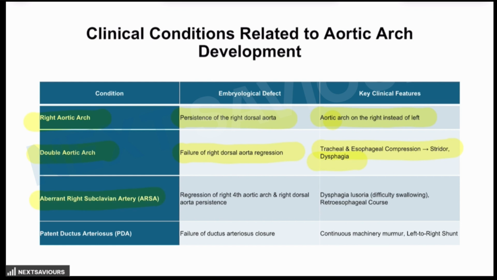Another one is the aberrant right subclavian artery, which is because of the regression of the right fourth aortic arch and right dorsal aortic persistence. It will be identified clinically as the complaint of dysphagia lusoria, that means difficulty in swallowing because of the retroesophageal course of the artery. And finally, the patent ductus arteriosus, which is because of the failure of the ductus arteriosus closure, and it will be identified on the basis of the continuous machinery murmur and the presence of left to right shunt and so on. So these are the clinical conditions which are very, very frequently kept in your examination for the purpose of identification.